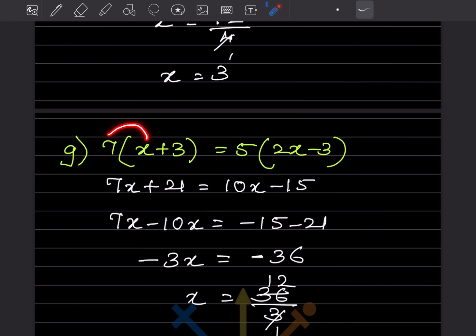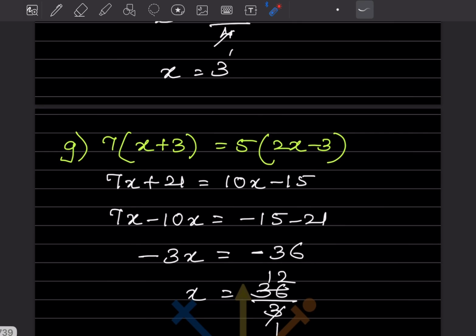So what are you going to do here? 7x plus 21. And here you will write 10x minus 15. Now this comes the same as the previous one, but this step was important: how to multiply it. The left-hand side will go on the left, that is going to be minus 10x minus 15 as it is, plus 21 will be minus 21.